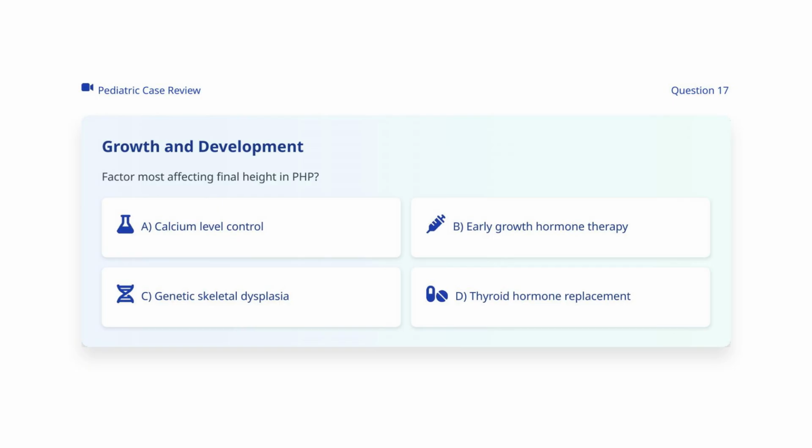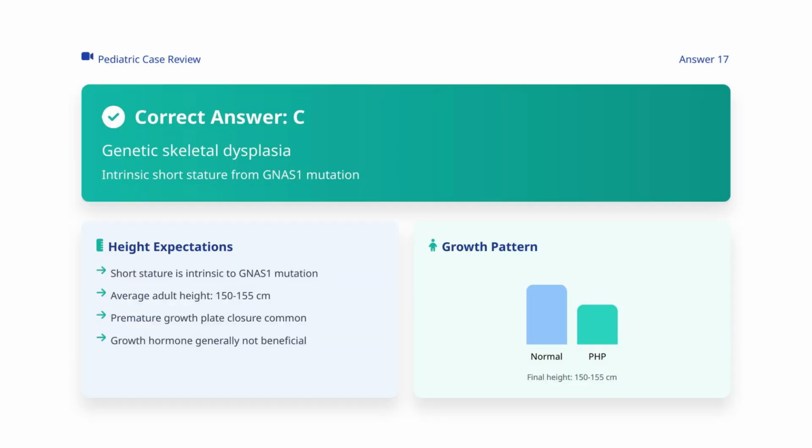What factor most affects final adult height in pseudohypoparathyroidism? Option A, calcium level control. Option B, early growth hormone therapy. Option C, genetic skeletal dysplasia. Option D, thyroid hormone replacement. Consider intrinsic growth limitations versus treatable factors. The correct answer is C, genetic skeletal dysplasia.